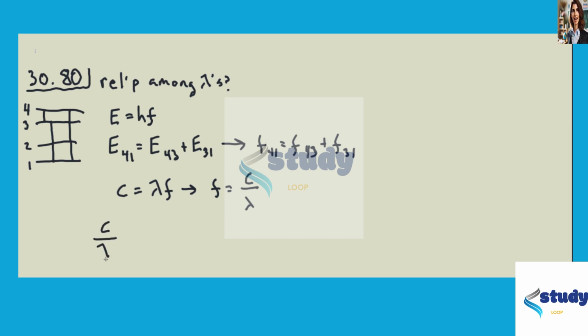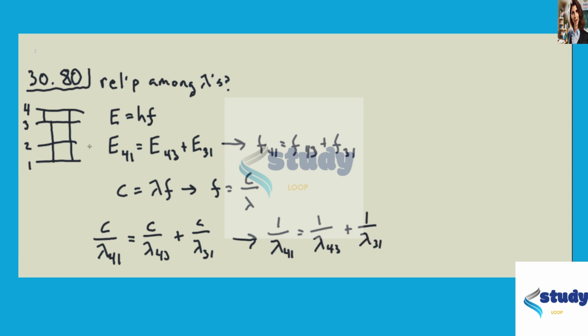So c over the wavelength from the 4-1 transition has to be equal to c over the wavelength from the 4-3 transition plus c over the wavelength from the 3-1 transition. Now we have a factor of c in all of these, so we can divide our equation by c, and we find that 1 over lambda 4-1 equals 1 over lambda 4-3 plus 1 over lambda 3-1.